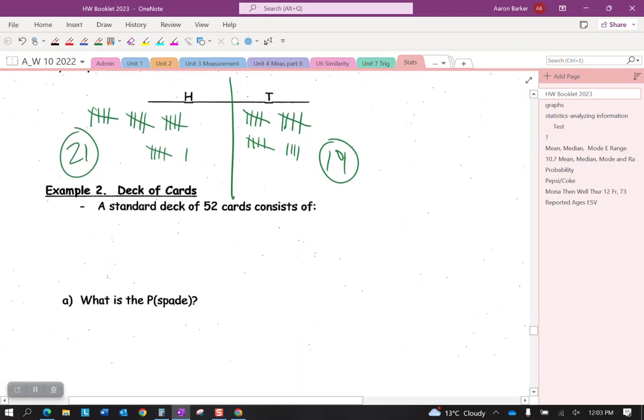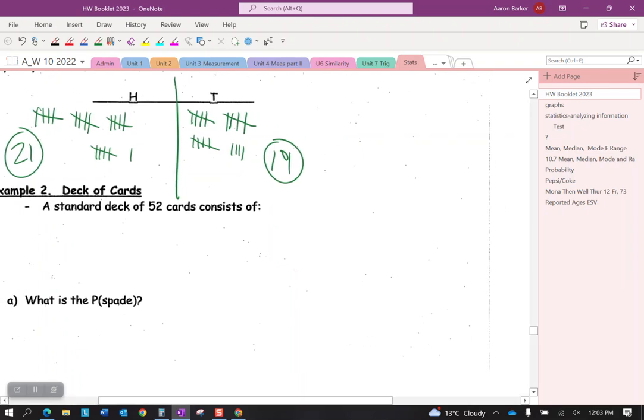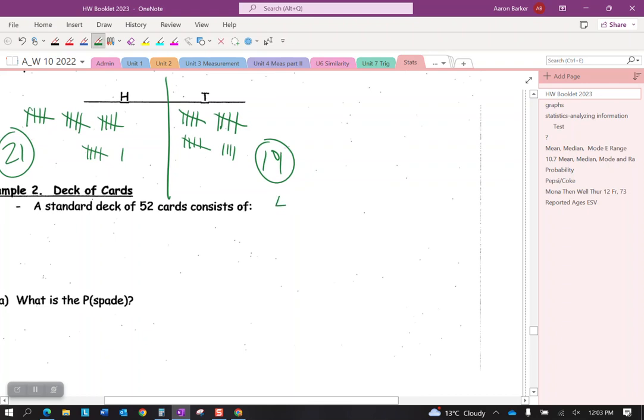Okay, so going on then, standard deck of cards. We'll work on some more probability questions. Standard deck of cards. What's all in a deck of cards? There are 4 suits.